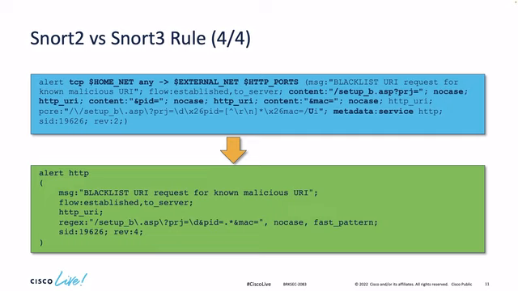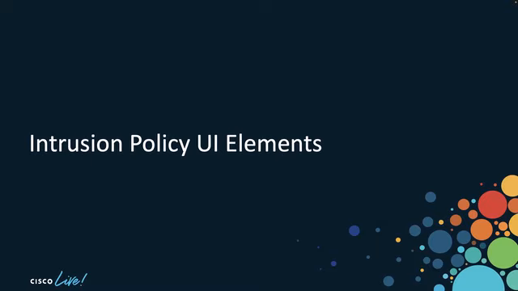Now, what you see on the screen is a sample example of how a rule looks in Snort2 configuration versus how it looks in Snort3. It is evident that a rule written in Snort3 is much more readable and structured as compared to what we have in case of Snort2. This brings us to the end of section 2, which was actions associated with rules. Now we'll move on to the third section, which is intrusion policy UI elements.